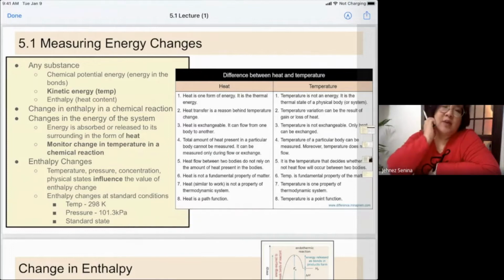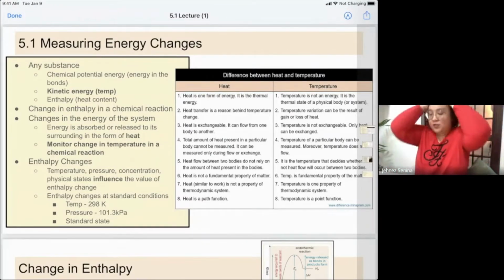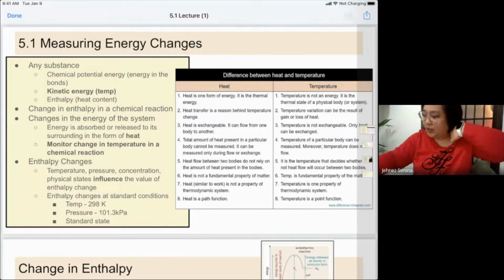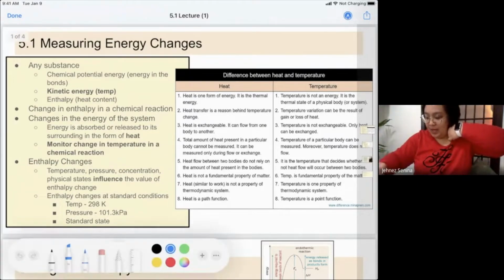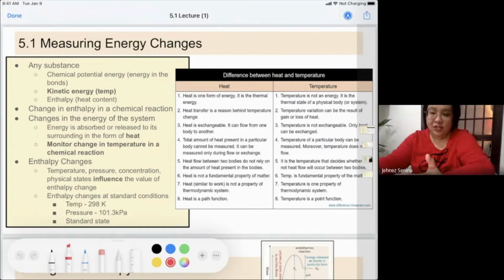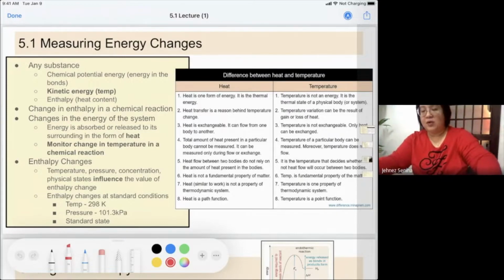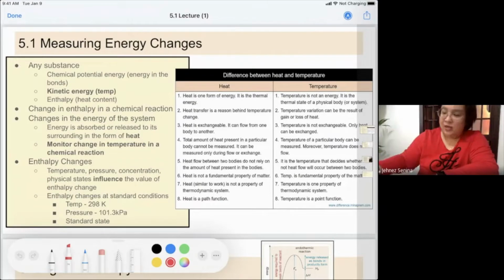Okay, let's talk about energy exchanges. First of all, this is an important chapter. Why, Miss? Because chemical reactions always have heat changes. Always, always. You cannot have a chemical reaction without some form of heat evolved or absorbed or heat moving. There's always going to be heat. So topic five is really just learning about what's happening with the heat changes during a chemical reaction, okay?